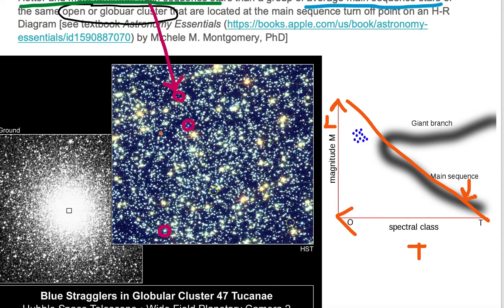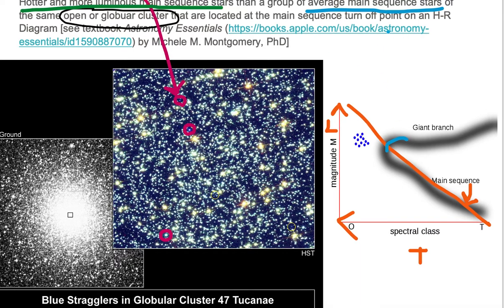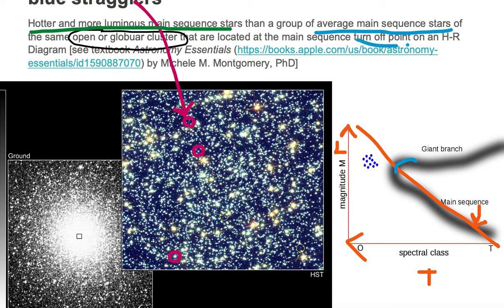So we take a look at this globular cluster. We rank all the stars in the globular cluster by luminosity and temperature, and we place them along this diagram. Many of the stars fit along this main sequence, but some of them start to turn off. This is called your main sequence turn-off point.